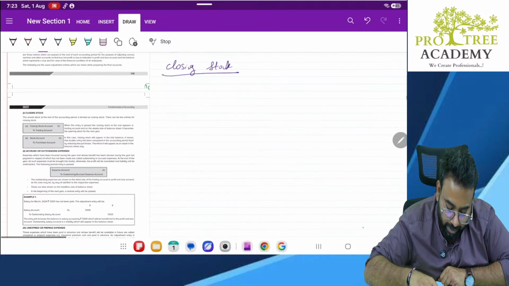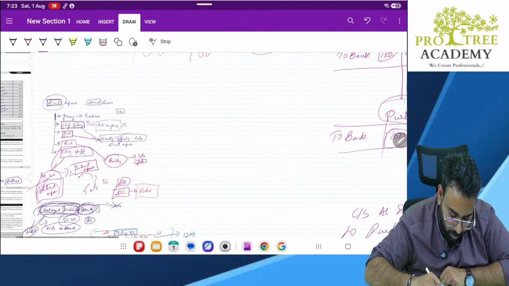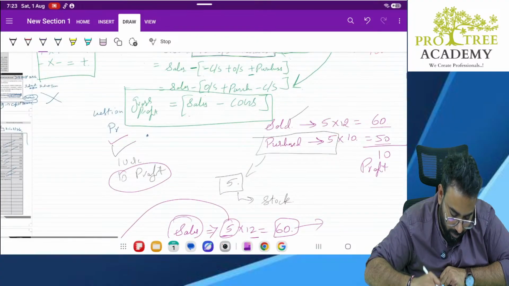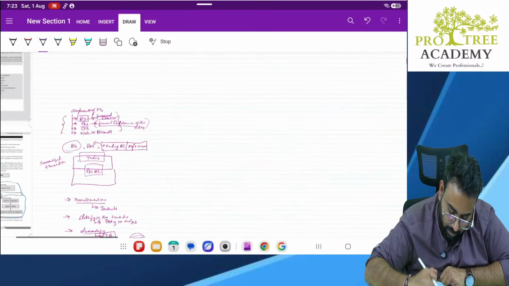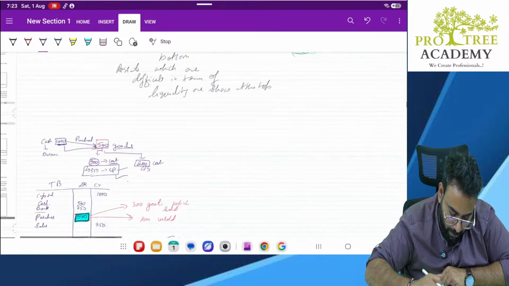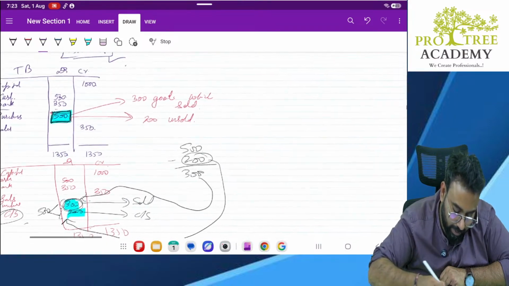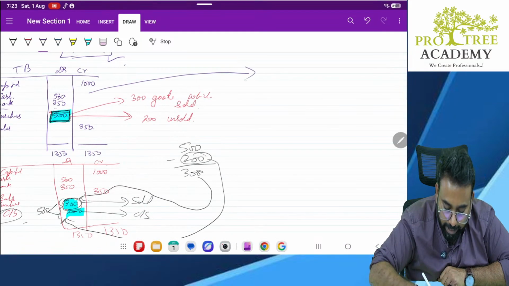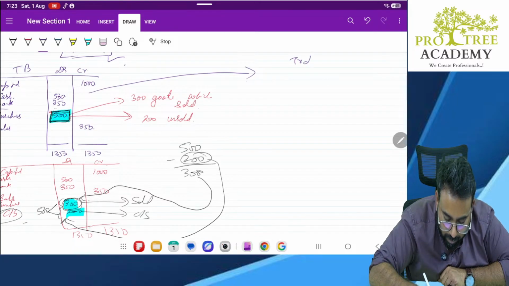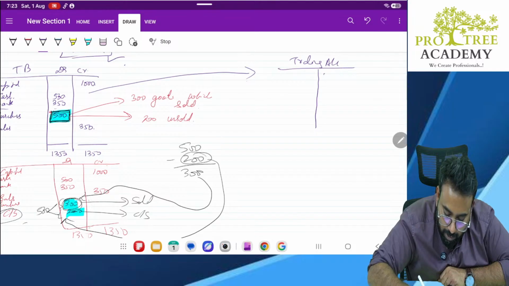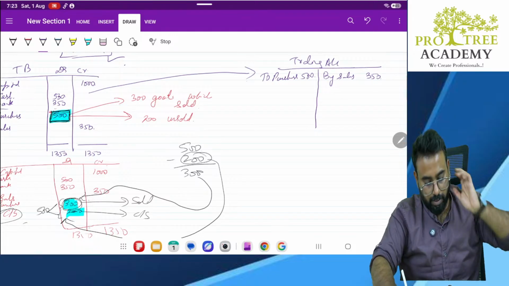Just now we saw this trial balance. Where did that go? We erased it. Here. Now, let's say for this one, we'll prepare a trading account. How will the trading account look? Sir, by sales. Correct? Yes, by sales. How much? 350. To purchases, 500, sir.